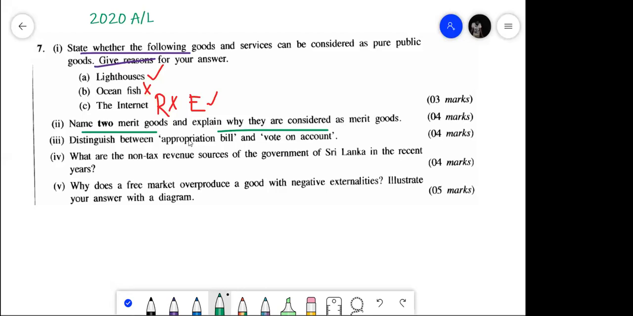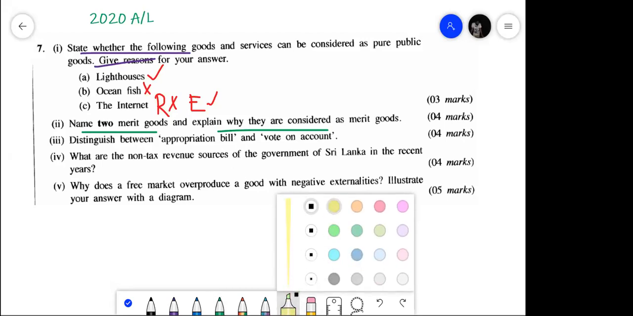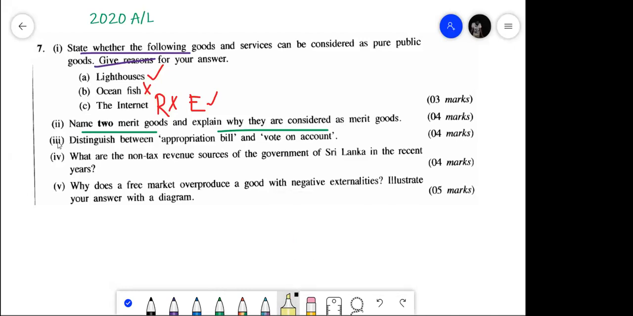Okay, hybrid vehicles. Totally fine. So put in that case, a very simple question. Then distinguish between an appropriation bill and a vote on account. Now remember, last year was a year that they had an election, right? So during a year of an election, they use things like an appropriation bill and a vote on account. Please, what is the difference between these? What is an appropriation bill? What is a vote on account? What do you all think?